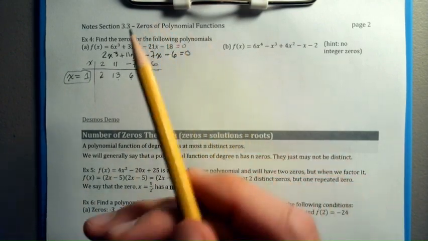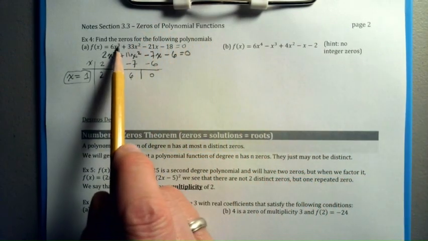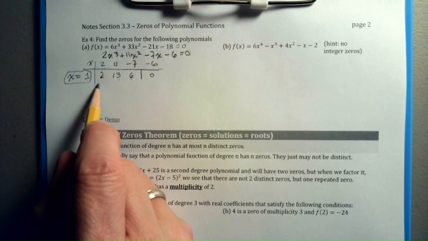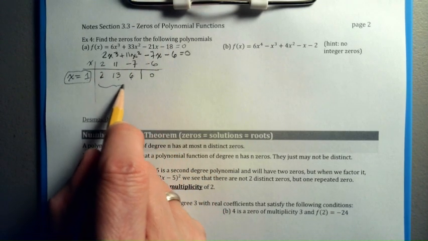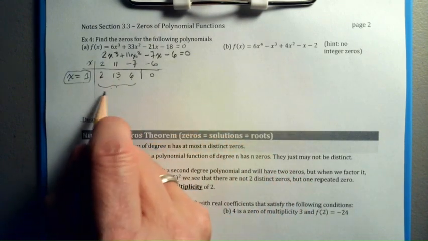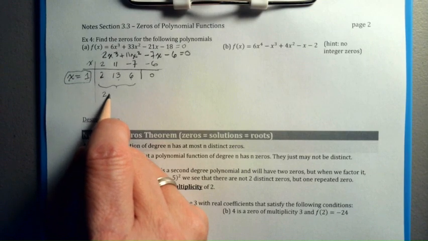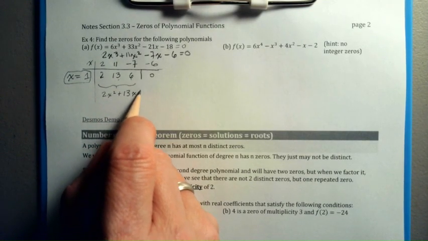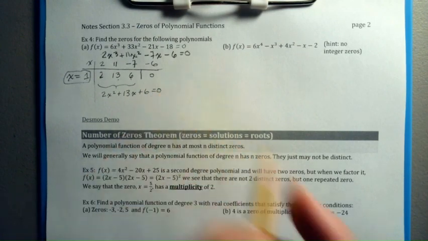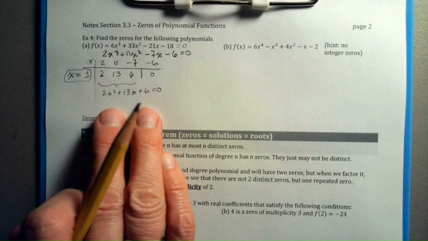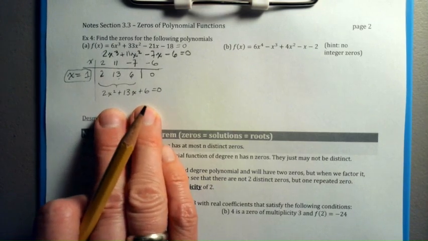Now, think about this. How many zeros do we have? We have 3, right? We found 1. The 2, 13, and 6 are the coefficients of our depressed polynomial. So our depressed polynomial is 2x squared plus 13x plus 6 equals 0. And so we need to find two more zeros.